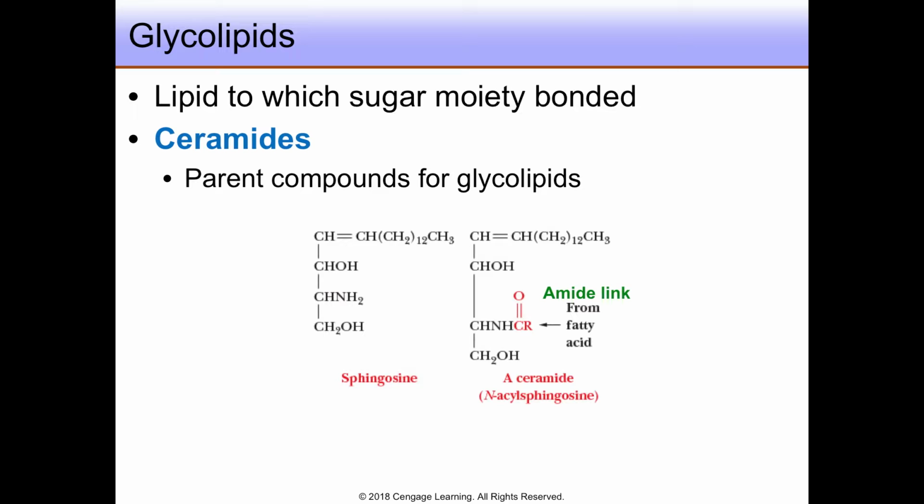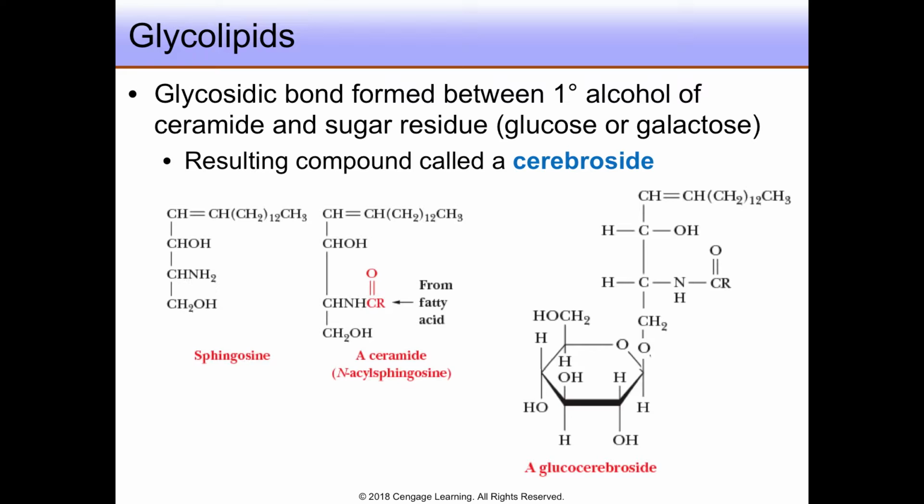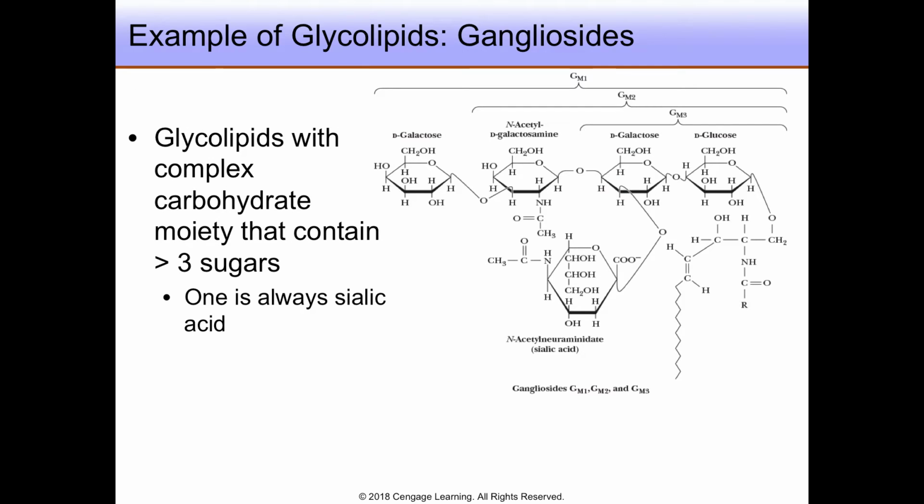Now we want to consider a class of lipids that begins with a ceramide and adds to that a sugar or carbohydrate group or moiety. The glycosidic bond, the point of attachment to the ceramide, is formed between the alcohol or hydroxyl group of ceramide and the sugar residue, most often glucose or galactose. The glycolipid thus formed is referred to as a cerebroside. As the name suggests, these are found in nerve and brain cells, primarily in their membrane structures.